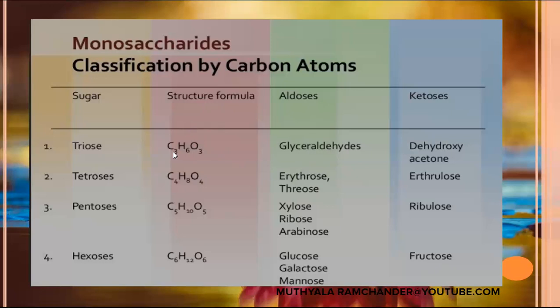If 3 carbon atoms are present, we call them trioses. If 4 carbon atoms are present, tetroses. If 5 carbon atoms are present, pentoses. 6 carbon atoms, hexoses. If these carbohydrates contain aldehyde groups, they are called aldoses. If they contain a ketone group, they are called ketoses. These are the examples from trioses to hexoses, and aldoses and ketoses.